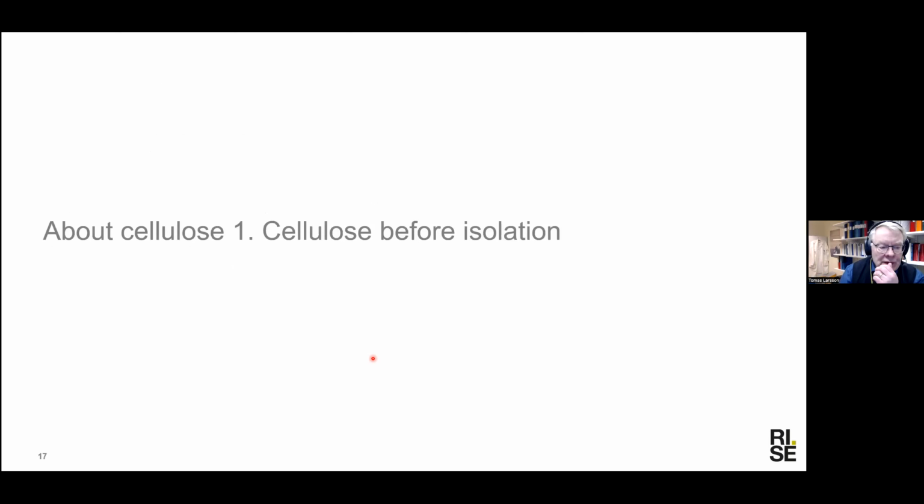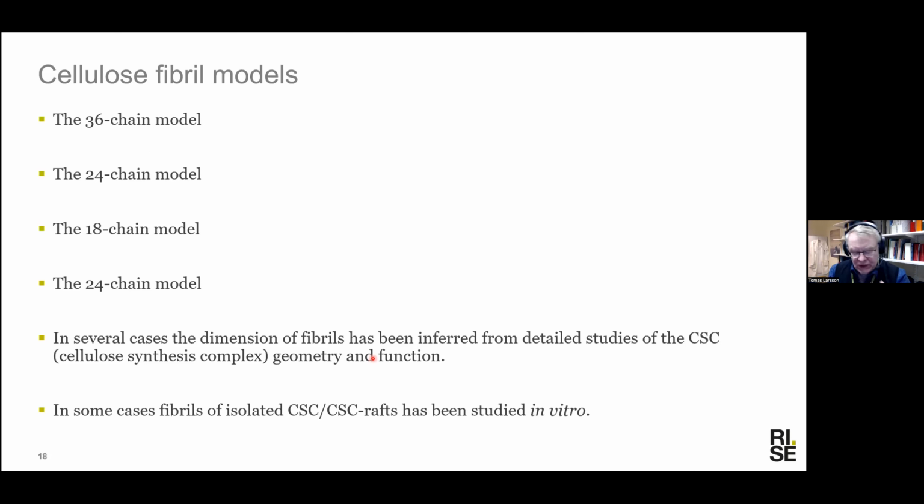If we look at cellulose before isolation, there has over the years, and I'm not trying to be funny now, but this is actually the situation, it started out a long time ago when everybody was pretty certain that the cellulose fiber should have 36 chains.